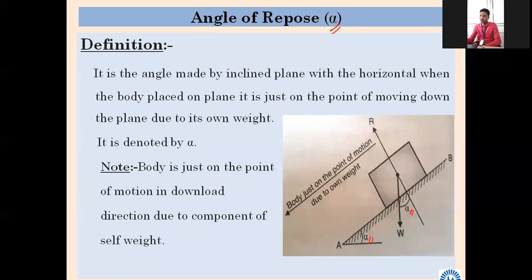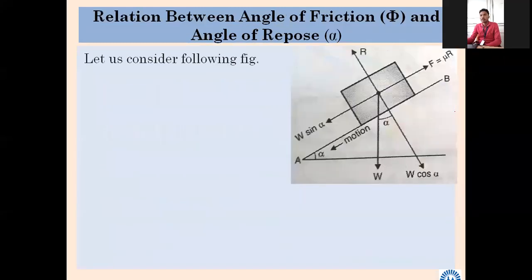This will be your reaction R. R is already written, actually in this problem it is shown here. It is also okay, no issue. So the angle made by the inclined surface with horizontal is equal to the angle made by the reaction with vertical on that inclined plane, not on any other. This is called the angle of repose. Correct. Next.